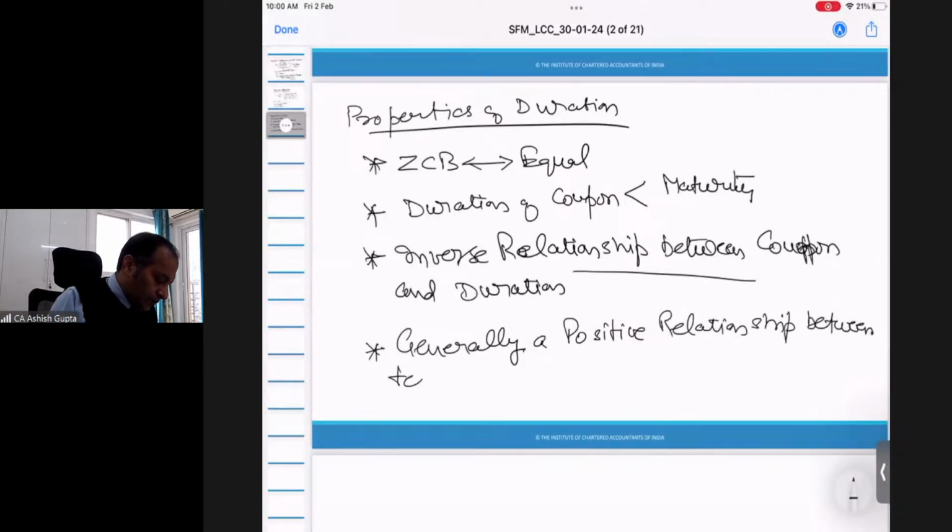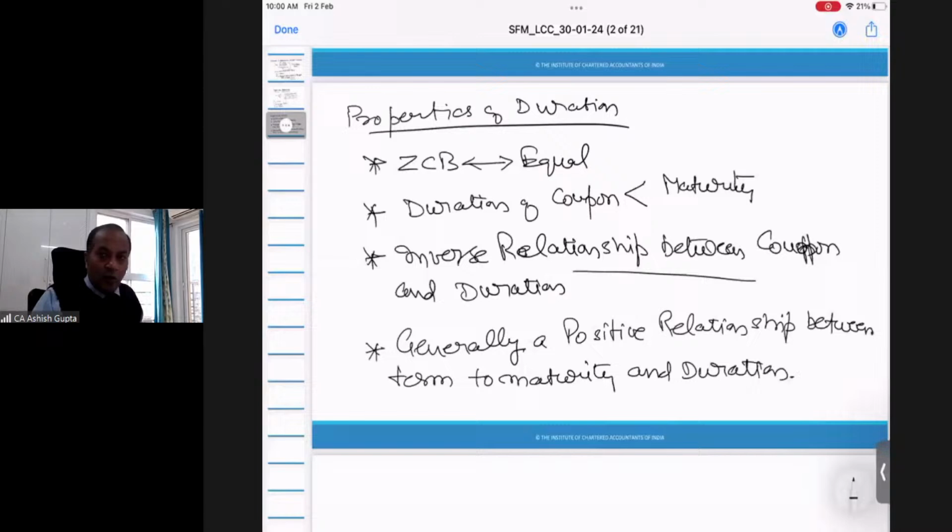Next, the relationship between terms to maturity and duration. It means the longer the maturity period, the higher will be the duration of the bond. That is, more time will be taken to recover the invested amount. So this is the kind of relationship.